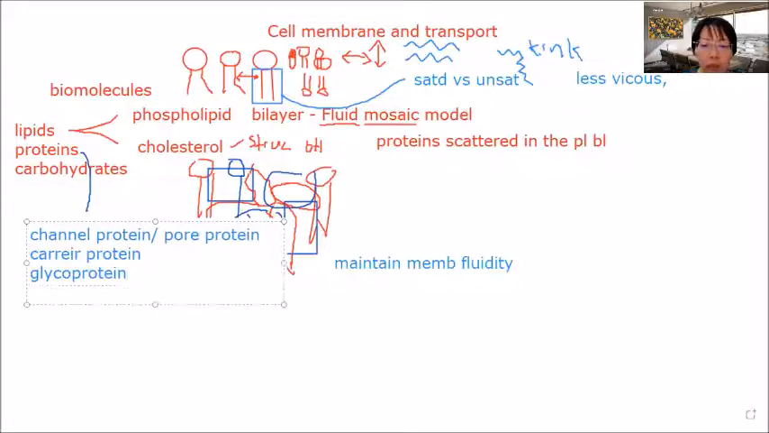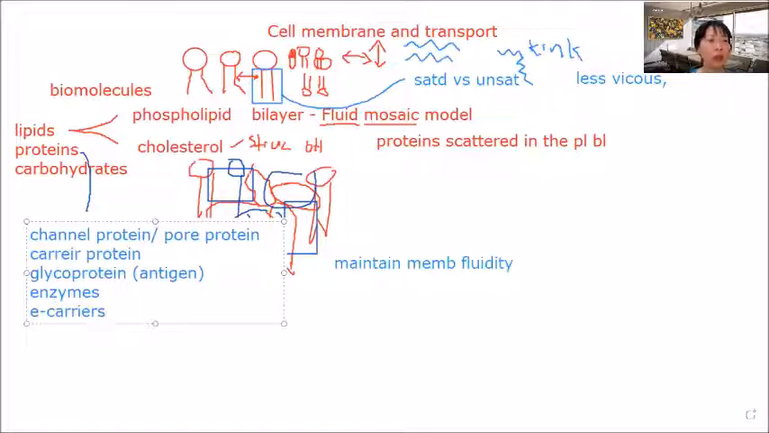Of course, some of you will say it's antigen. Glycoprotein can function as antigen. Okay. But the nature of the molecule is glycoprotein, function antigen. Right. So of course, there are some more. I've got enzymes inside the membrane, electron carriers, right? Okay, so these are the proteins.